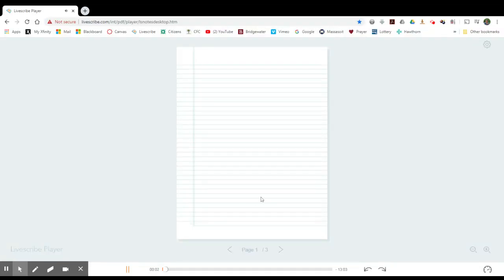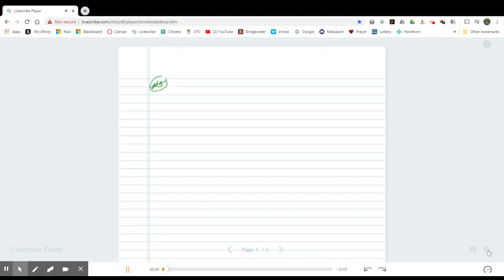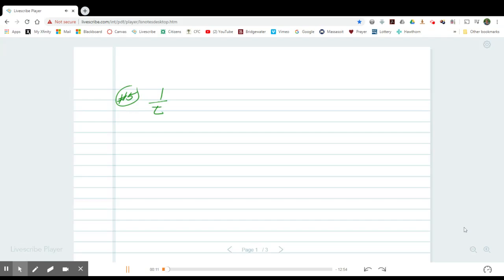Alright, so this is number 5. Number 5. What do we got? 1 over t plus 1 over 5t, equal to, I'm sorry, not equal to, but plus 1 over 7t, all of this equal to the whole number 7.